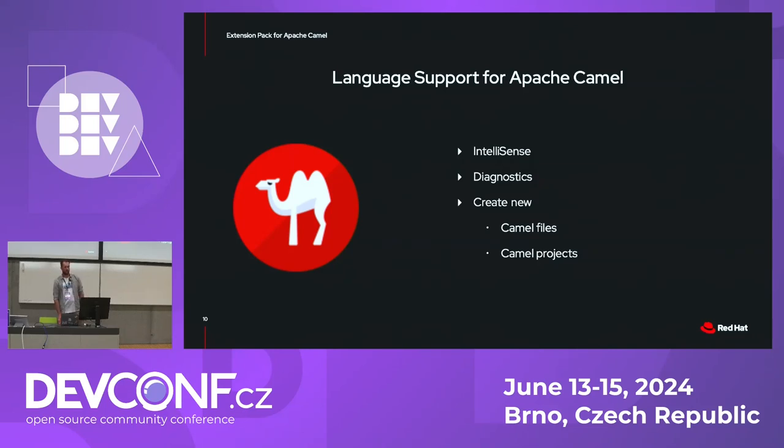Also diagnostics, so it helps you check if the route is specified well and you won't get errors after deploy. And also the feature of creating Camel files and Camel projects, so you can easily and quickly start from scratch by just creating a new file and using the example templates which we are providing there through Camel JBang for the getting started experience, which is the best way to start with Camel. So that's the language support.